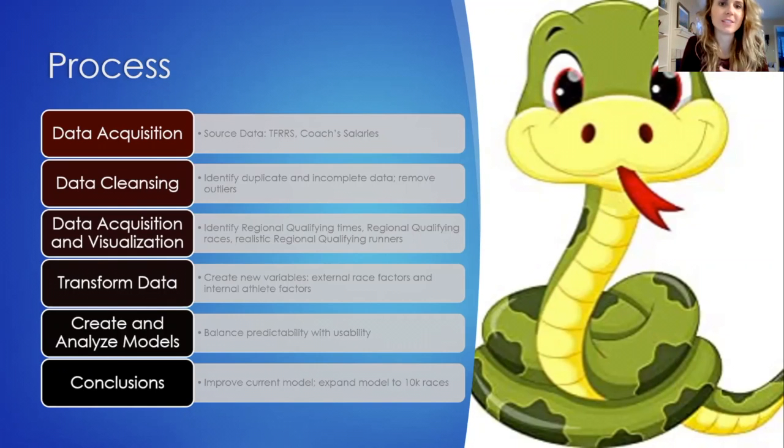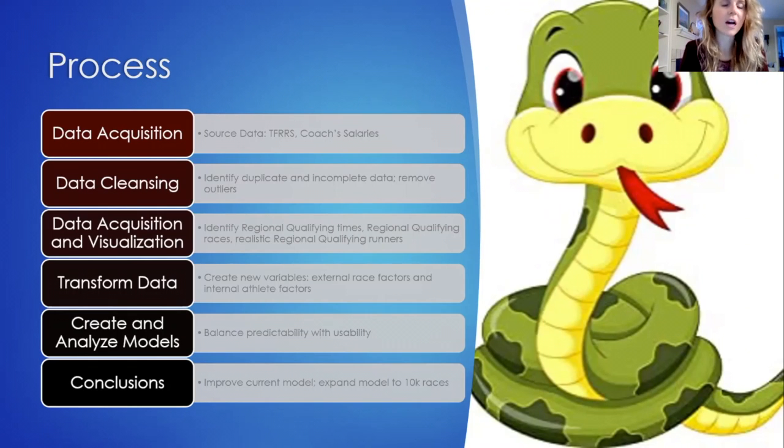First, I had to acquire the data from a website called TFers, which is just a data host that has all kinds of data from the NCAA. Then I had to clean the data. There were duplicates and incomplete pieces of data. There were outliers that I had to identify and take out.